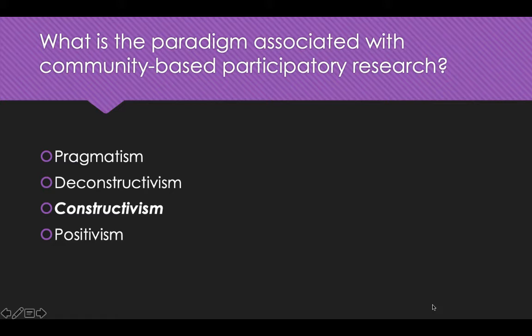So first question, what is the paradigm associated with community-based participatory research? In the textbook, it talks about research paradigms. And when you do research, primary research, you're always going to have a theory that kind of backs up why you're thinking what you're thinking about your research.